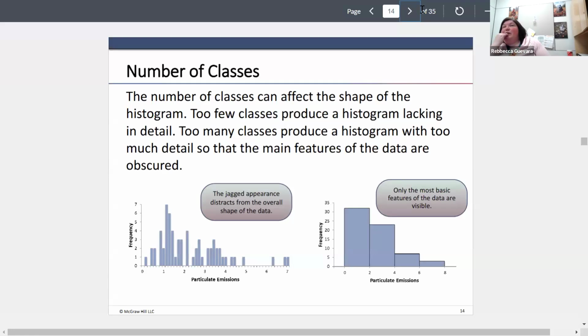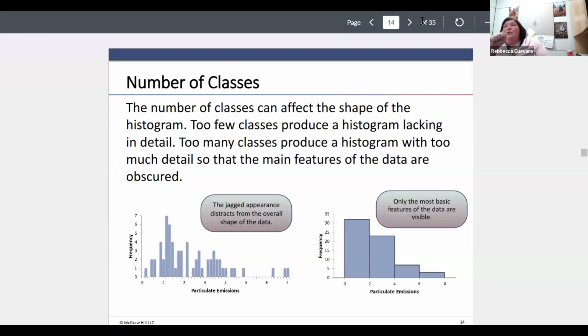The number of classes can affect the shape of a histogram quite a bit. Too many classes will produce a histogram that lacks in clarity. So we have a bunch of little classes here. I think they're a width of 0.10, just little tiny class widths. But we get tons and tons of groups. I think that's 71 groups.